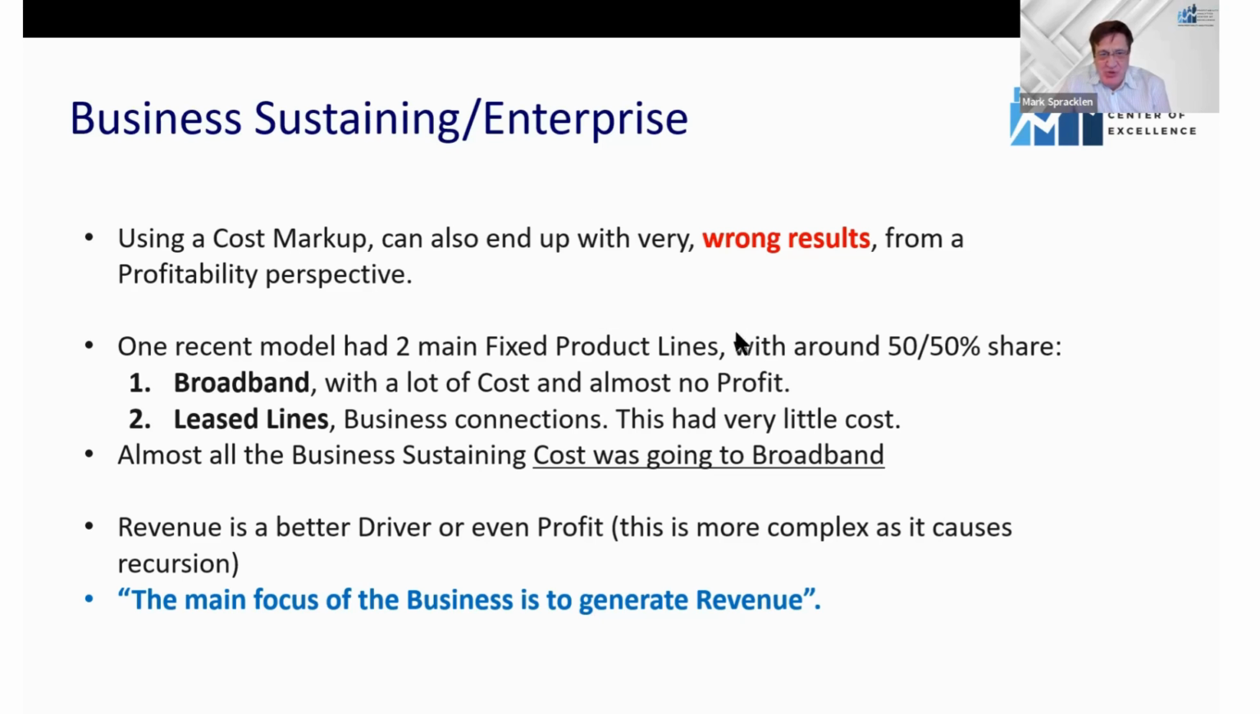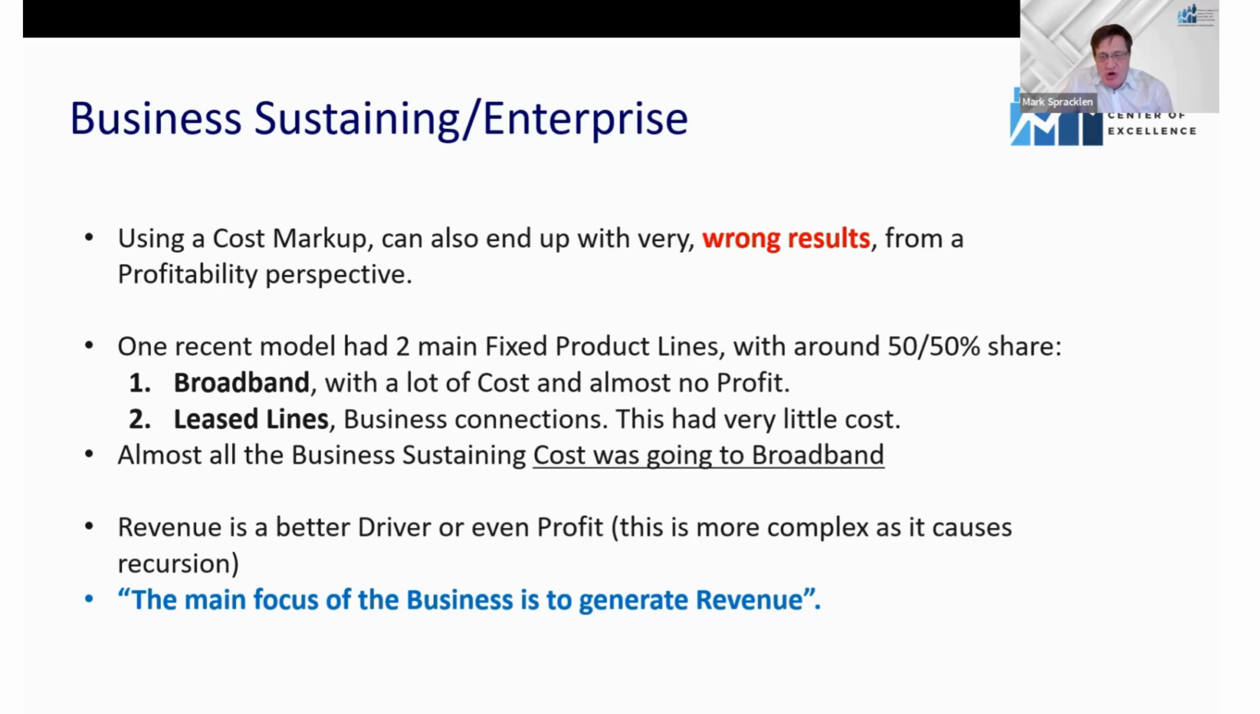I'll just point out one more thing, then I'll go on. And this is a model, Max, you were involved as well. This is when we used cost as a markup, and we had basically two main fixed product lines. One had a lot of costs. This was fiber broadband, which had lots and lots of costs because of lots of investment. The other one is called leased lines, and basically these are connections to businesses. When you've got the internet in the business, it's called a leased line. But basically, it's almost the same service. One had lots and lots of costs, and one had almost no cost.